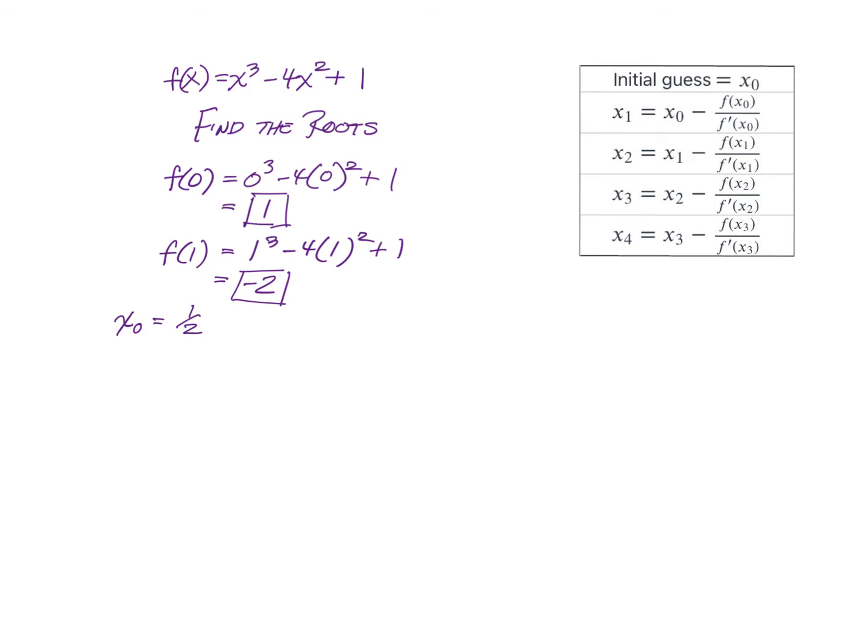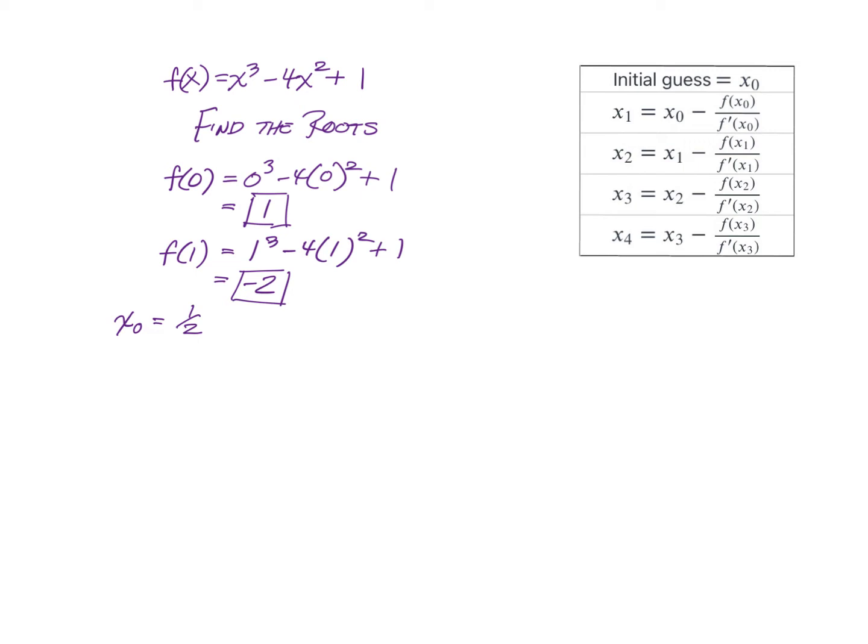We can call this x sub 0 or x naught, and I'm guessing that it's 1/2. And then all I do is I use that to calculate my further guesses until they become super close, and then you can see that they're converging to one number. To use these calculations, we're going to need f prime of x, because within the formula we have f of x naught over f prime of x naught.